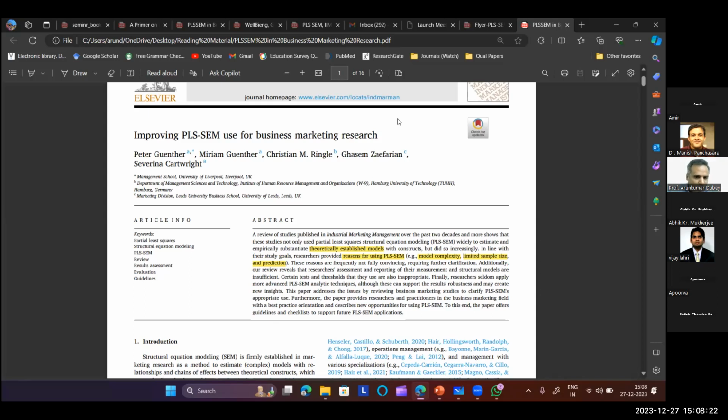Now when I came across this paper, they are refuting all those arguments. They are saying you cannot simply say that my model is complex, I have a limited sample size, or I'm using a single item construct, and that's why you should use PLS-SEM. Give a plausible, appealable argument as to why you are using PLS-SEM.